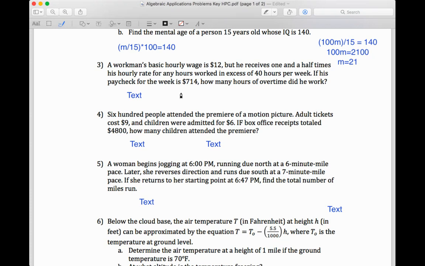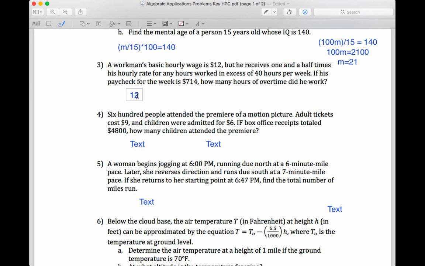Okay, so we were on number 3. It says this person earns $12 for the first 40 hours, and then 1.5 times that rate for any hours beyond 40. And it's asking if his paycheck was $714, how many hours of overtime, or how many hours beyond 40, did he work? So we need to write our equation for this.